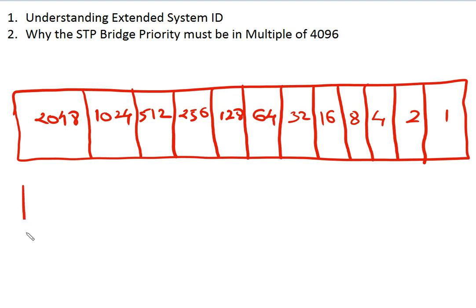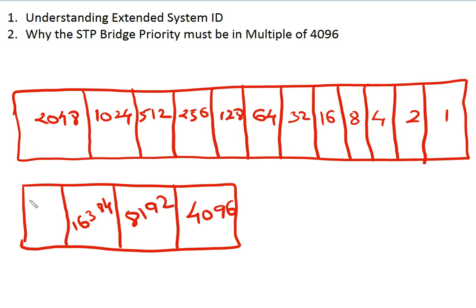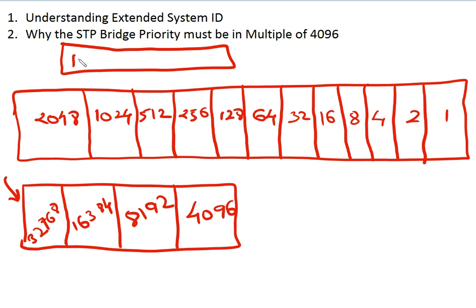Let me draw a 4-bit value here. Continuing from here, this will be 4096, then 8192, then 16384, and the last one 32768. Now you remember why the default is 32768, right? So this is the division of your complete 16 bits: this is 12 bits and this is 4 bits.